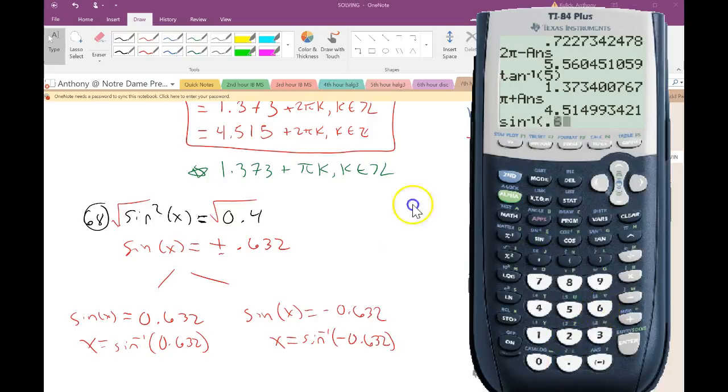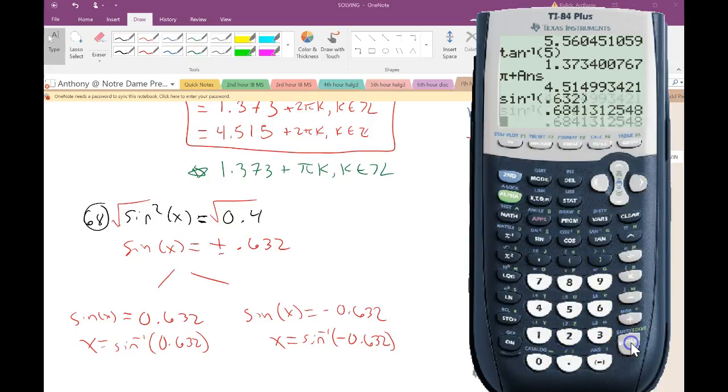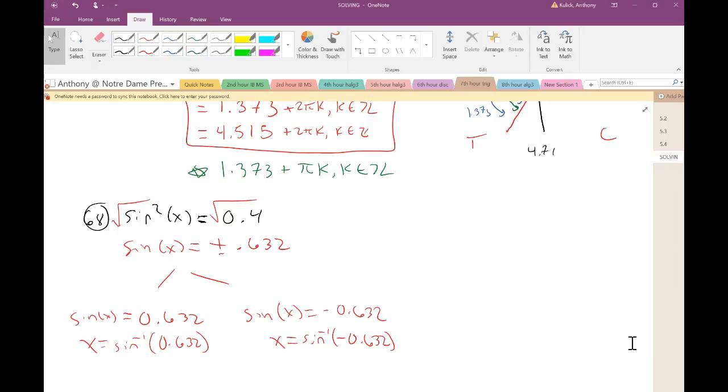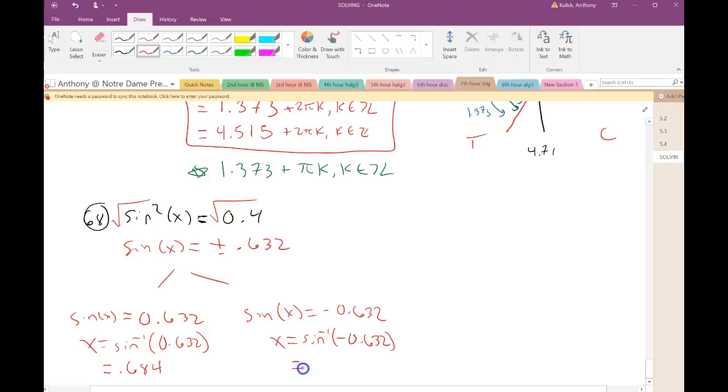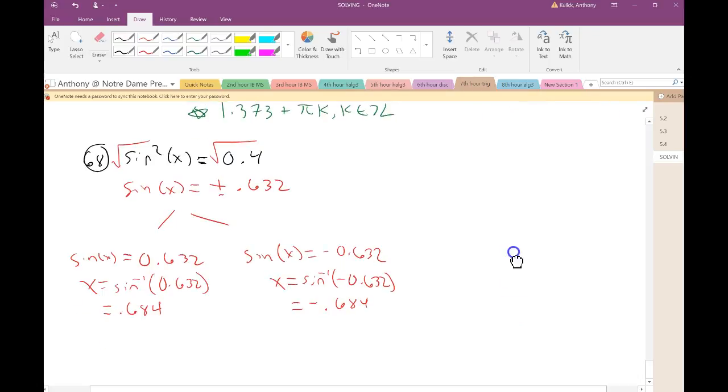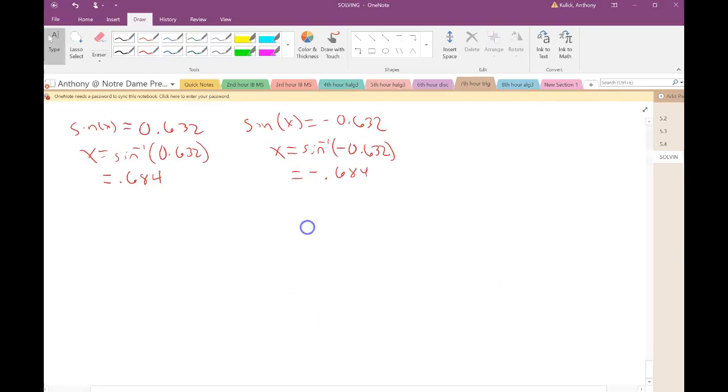So sine inverse of 0.632, and I get 0.68. I keep forgetting that I want 3 decimal places. 0.684. And then let's do that other one right quick. And I get negative 0.684. So let's deal with this first one first.